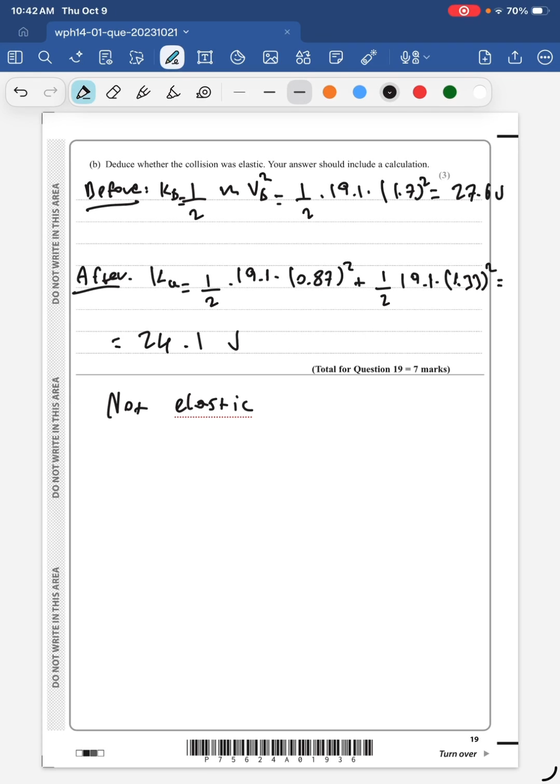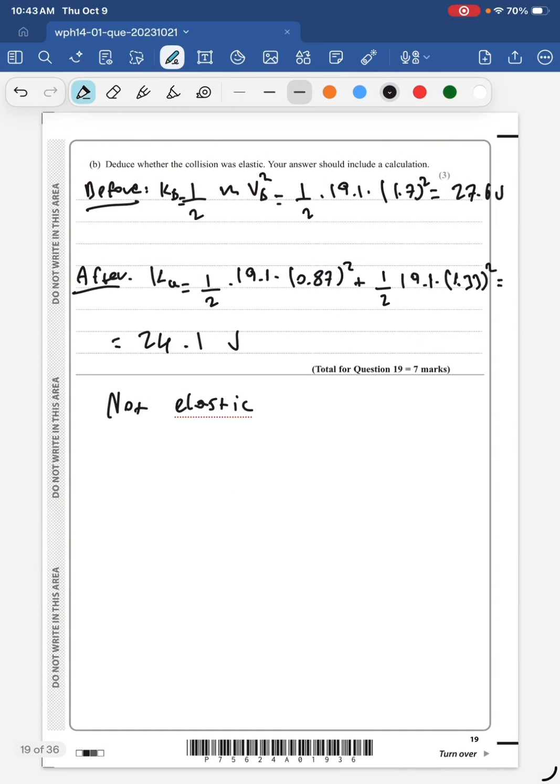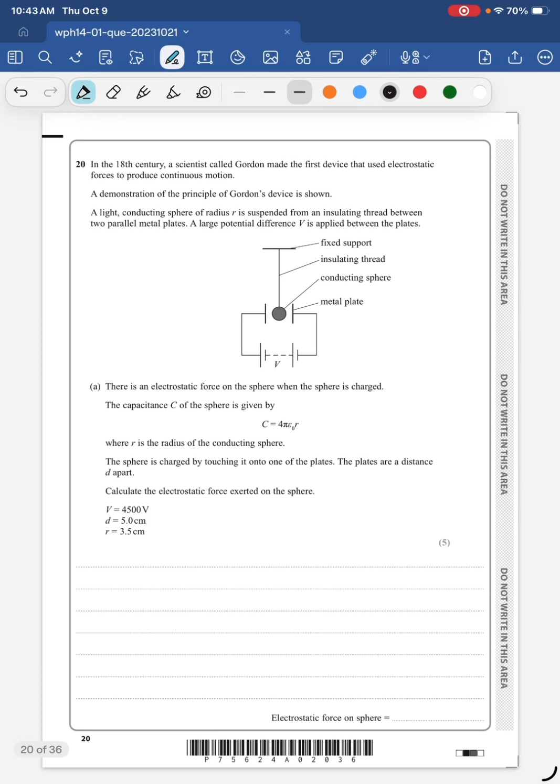I want to raise a point here. I often see students using sines and cosines when they work with kinetic energy. No, that's a mistake, okay? Because for kinetic energy, the only thing that matters is the magnitude of the velocity, okay? So here we know all the velocities, both before and after, so we can just do a simple calculation and find the kinetic energy. All right, question 20.